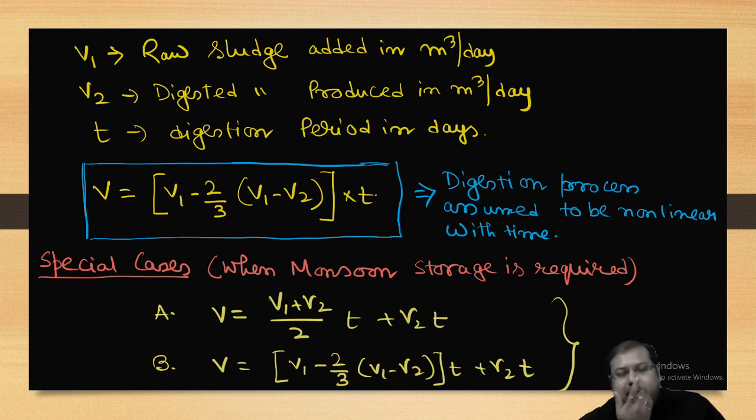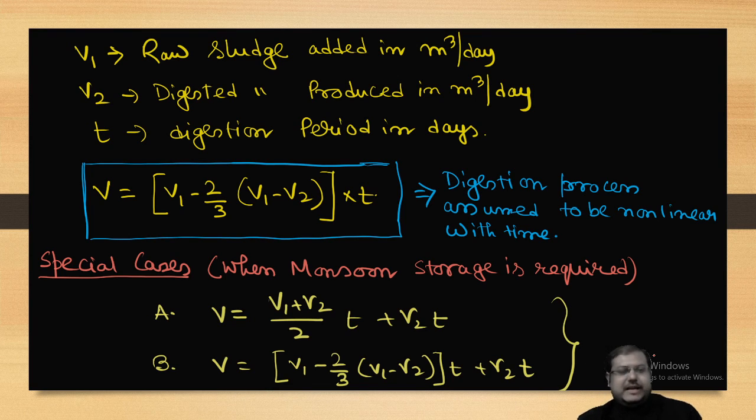Okay. Now, if it is non-linear, then V will be equal to V1 − (2/3)(V1 − V2) whole into T. V1, V2 और T की जो कहानी है ये सेम है. बाकी आपका इक्वेशन चेंज हो जाता है. या तो अगर आप linear होंगे तो V equals simply (V1 + V2)/2 × T, that is nothing but the numerical average. And if it is non-linear, then it will go for this particular equation.